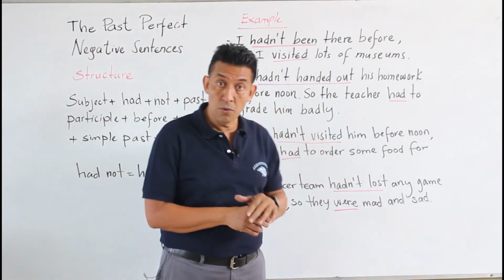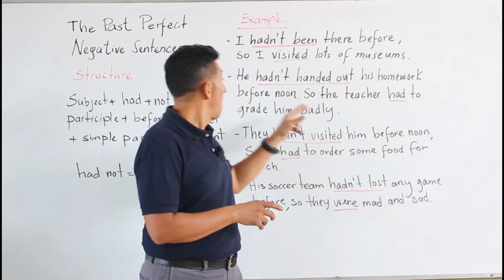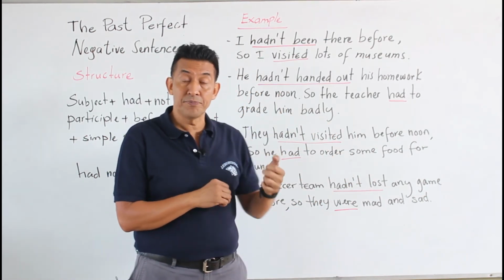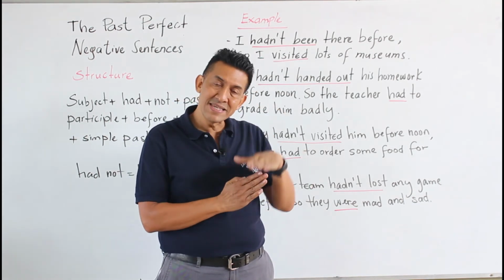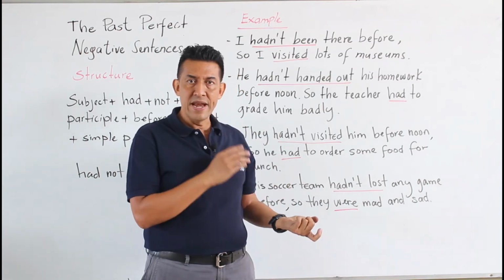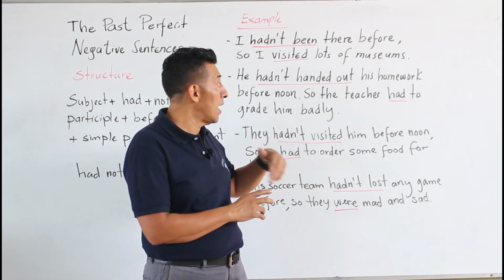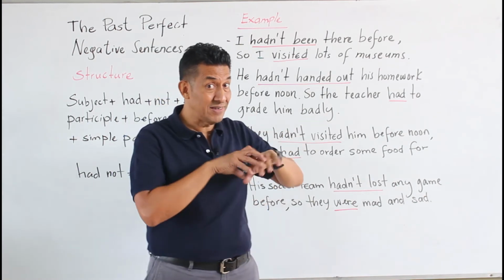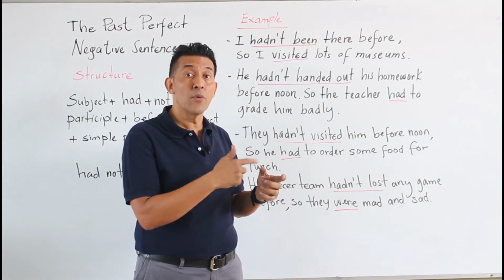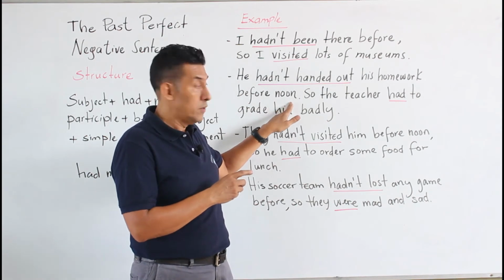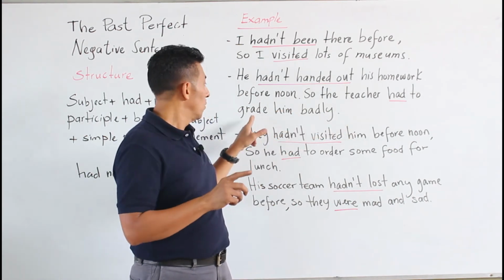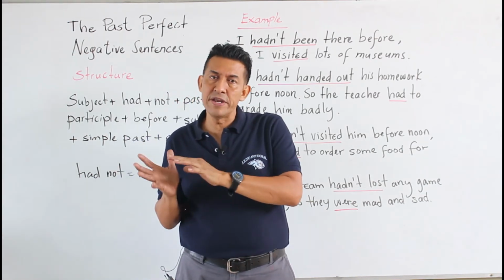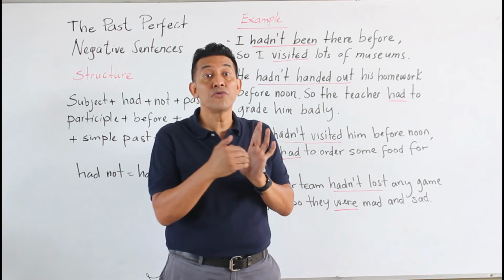Okay. The second one says he hadn't handed out his homework before noon. So in other words, he didn't finish. The teacher was expecting the homework until noon. So this guy never showed up. So that's why the teacher had to what? Grade him badly. Okay, let's read now the sentence completely. He hadn't handed out his homework before noon. So the teacher had to grade him badly. So what happened here is that because you didn't finish your homework, there was a consequence.